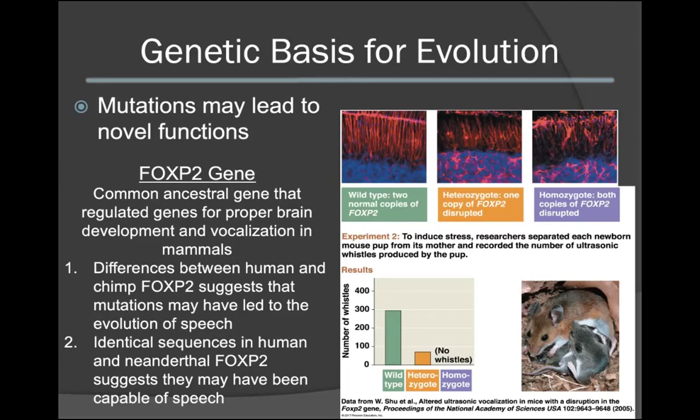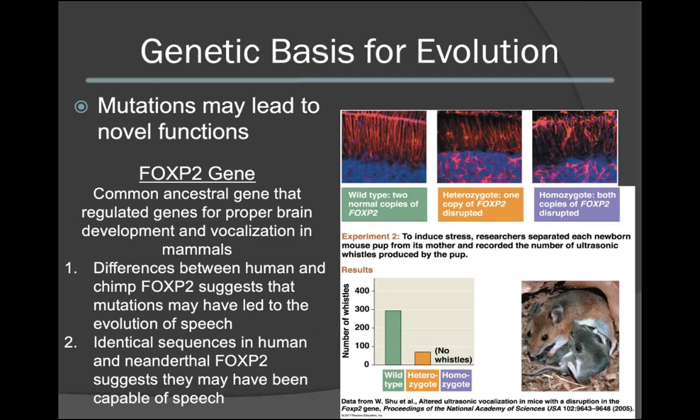We can note in the chart below that the vocalization sounds within mice was severely disrupted anytime that the FOXP2 gene was mutated. Once again, furthering the importance of the FOXP2 gene in vocalization.